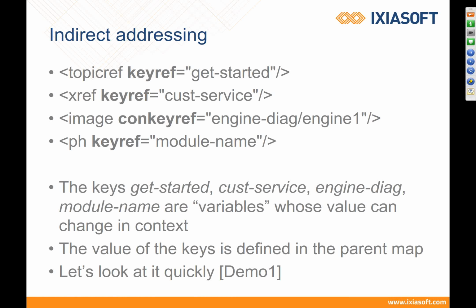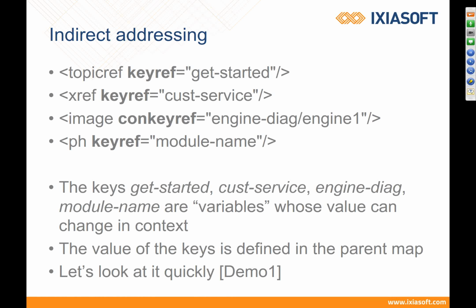So the keyref isn't pointing to an object. It's pointing to a variable, if you will. So all 4 of those, get started, cust service, engine diag, module name, these are variables. And their value can change in context. Now, as with any variable, somewhere you do have to define the variable. And you define the variable, or the keys, in the parent map. And by parent map, I mean somewhere in the scope of the map that you are sending for output.